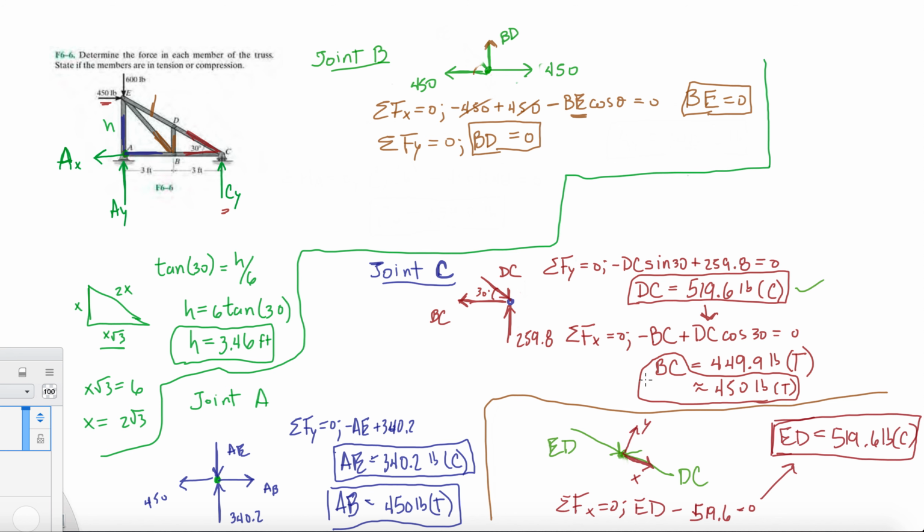But yeah, hope this helped you guys. This is definitely the hardest one we've done in the method of joints, because it's got some crazy geometry.